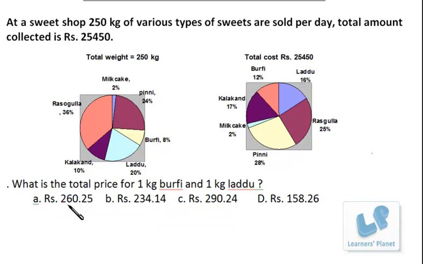Now, what is the total price for 1 kilogram of burfi and 1 kilogram of laddu, right? What is the price of 1 kilogram of burfi? What is the contribution of burfi over here? It's 8% of 250, so 250 into 0.08, and the contribution of burfi over here is 12%. So 25450 into 0.12.